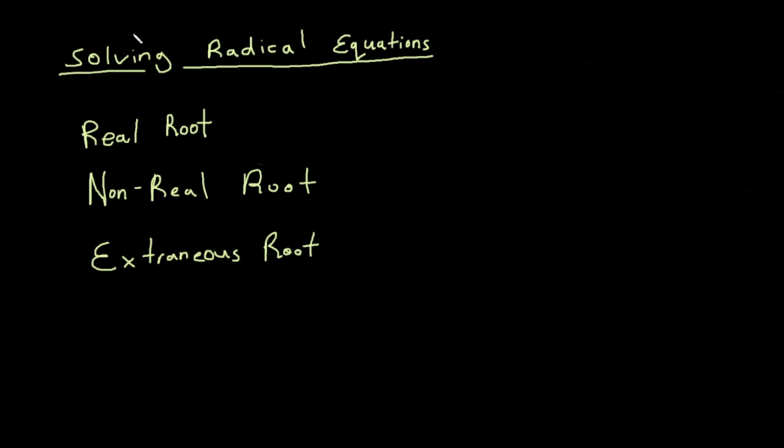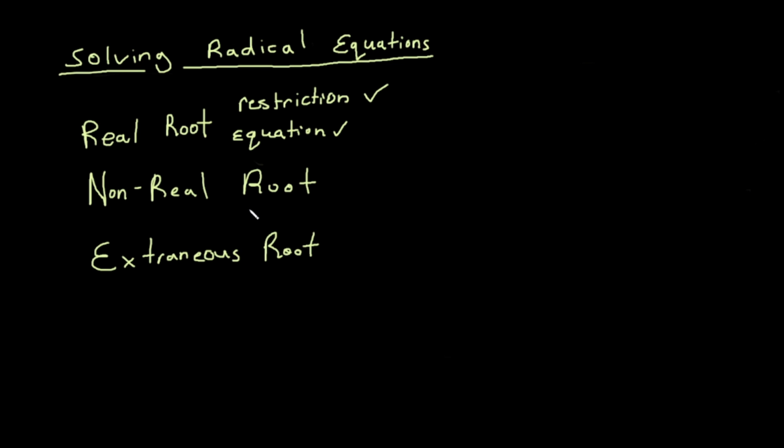So in radical equations, we have 3 types of solutions. One is known as our real roots. Real roots are solutions to our answers that satisfy our restrictions for our variable. So when we define what our variable can be, it satisfies that restriction. And when we plug it back into our original equation, it satisfies the equation as well.